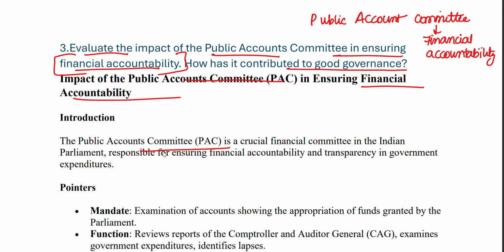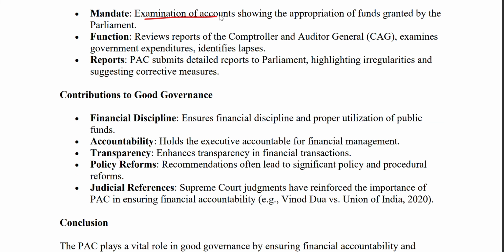Now, the Public Accounts Committee is a crucial financial committee in the Indian Parliament. It is responsible for ensuring financial accountability and transparency in government expenditures. We have the mandate: examination of the accounts showing appropriation of the funds granted by the Parliament, review of the report by the Comptroller and Auditor General, and examination of government expenditure, identifying the lapses. The Public Accounts Committee submits reports to the Parliament highlighting the irregularities and suggesting corrective measures.